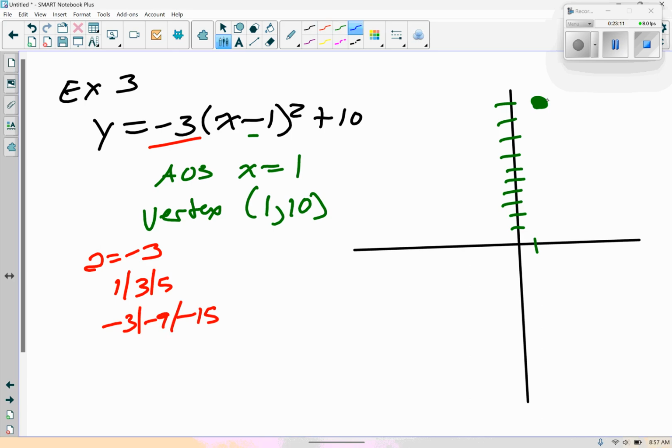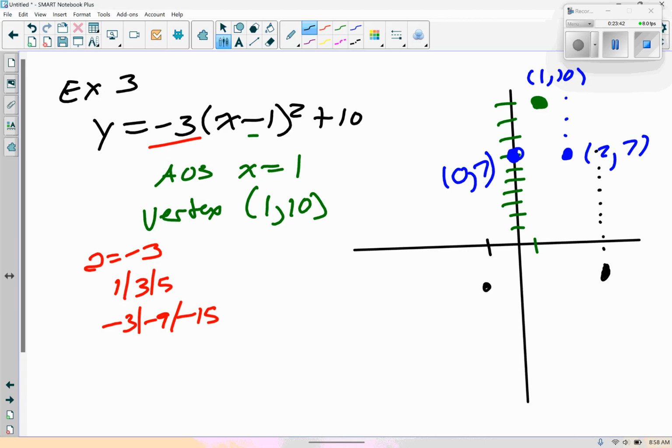So let's just go ahead and start pattern graphing. So I'm going to go right 1 and down 3, left 1 down 3. So that was at (1, 10). So that's at (2, 7) and (0, 7). Oh, look, I found the y-intercept there. The next one, I'm going to go down 9. That's not going to help us much, but I'm going to go right 1 down 9, and left 1 down 9, so it's down there. So this would take me to (3, -2) and (-1, -2).